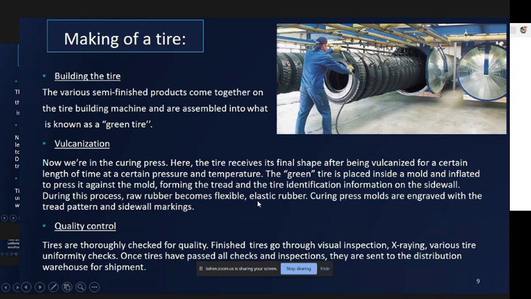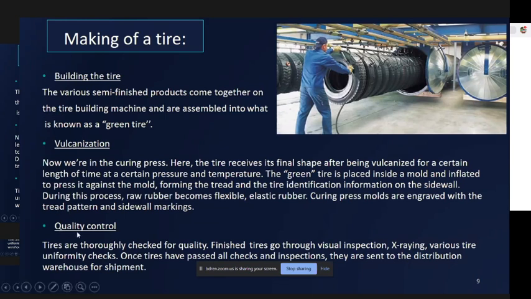The curing molds have different patterns or markings on their inside walls. So when the rubber is inflated, it presses against the mold walls, and these patterns or markings are embedded on the outer surface of the tire. This is very important so that when the tire moves on a road, it does not slip or cause any accidents.